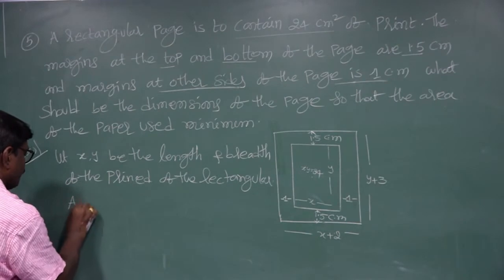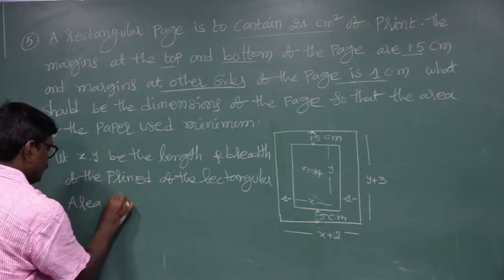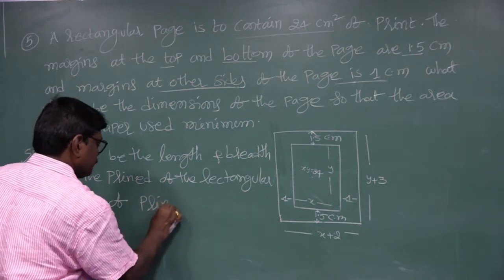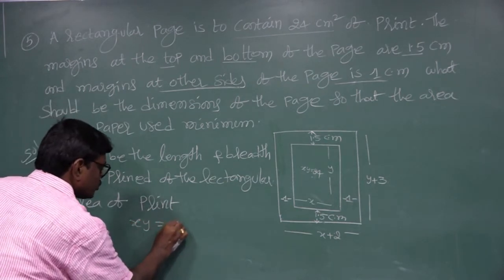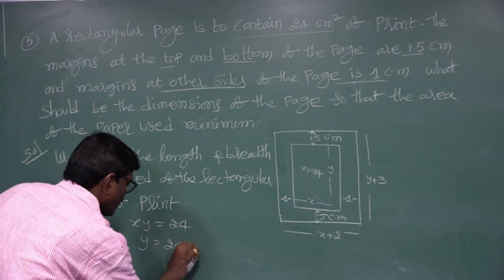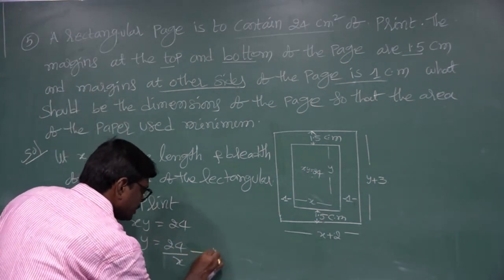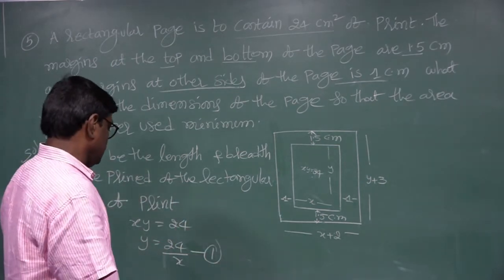Area of print equal to xy equal to 24, so y is equal to 24 by x. Equation 1: y is equal to 24 by x.